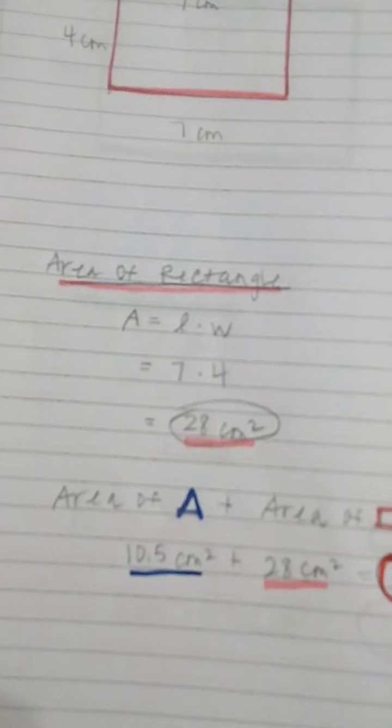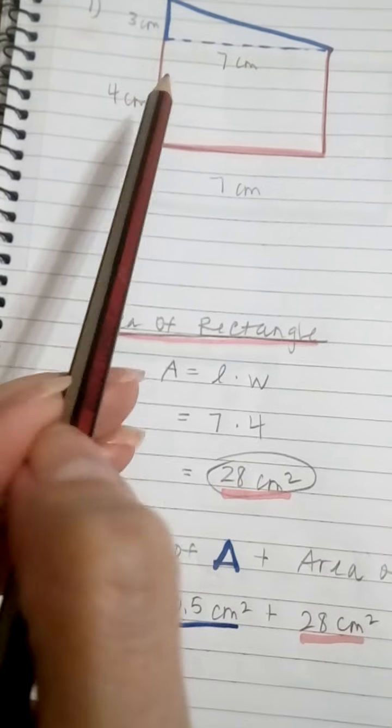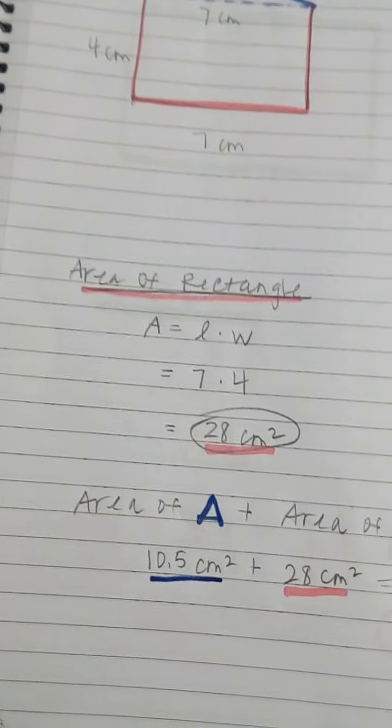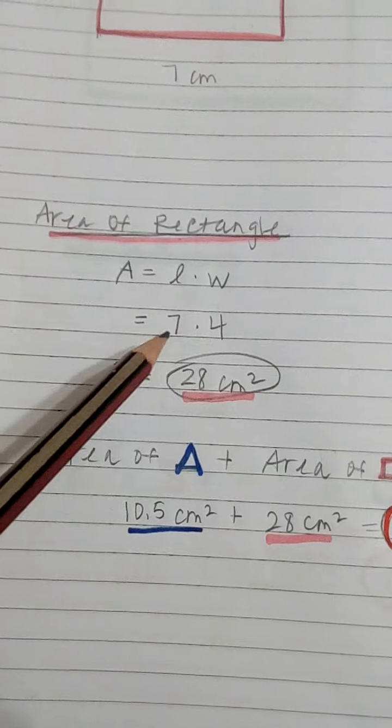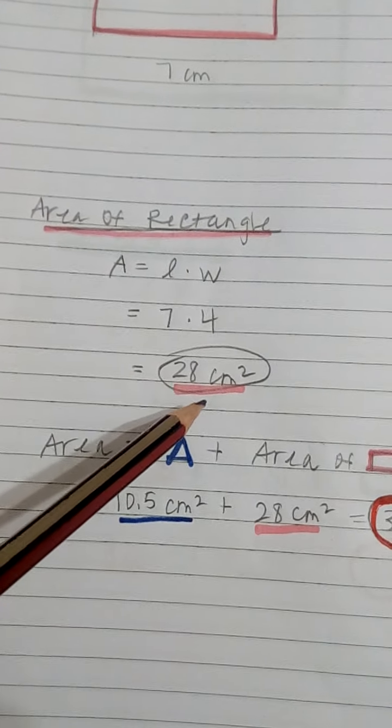Next, let's figure out the area of the rectangle. Here we have a length of 7 centimeters and our width is 4 centimeters. Let's go ahead and multiply our length times our width. 7 times 4 is 28 centimeters squared.